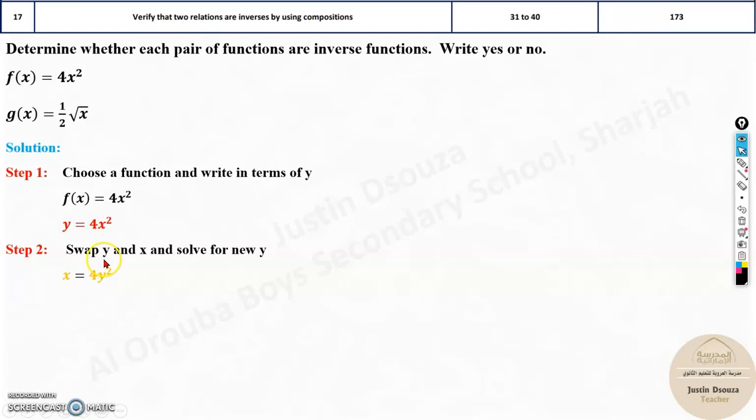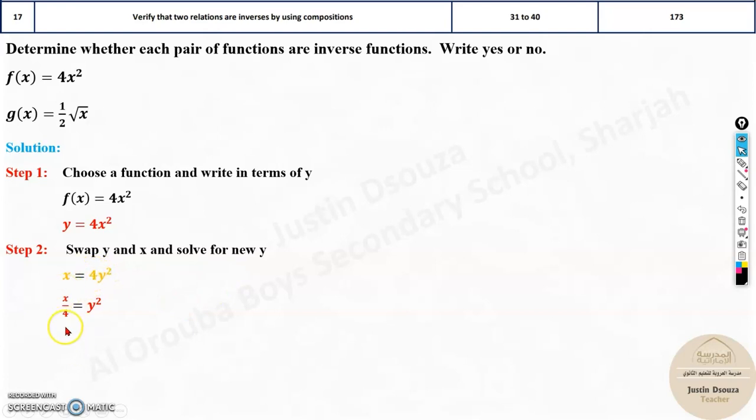Look over here. All I have done, instead of y, I have written x, and instead of x, I have written y. We are swapping the x and y. Now over here, the domain is also swapped basically. Anyways, the domain and range will come about in the next video on the same topic. But here, this happens. And then you need to solve for the new y.